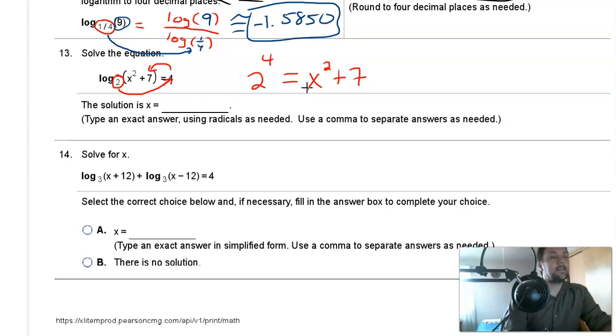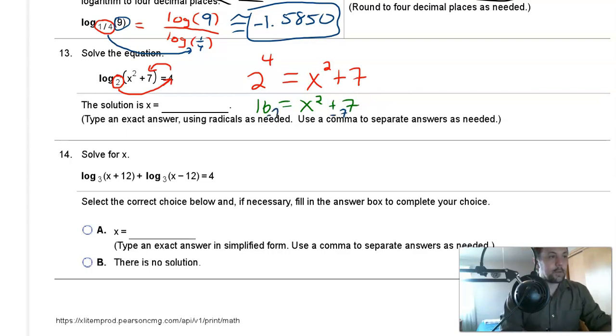Right. And then, now that x is no longer stuck inside the logarithm, you can now solve this equation for x. We have 2 to the 4th power, which is 16, equals x squared plus 7. Because we have x squared, this is technically a quadratic equation. However, since all we have is x squared, we don't have any other x's anywhere else, we can just solve this like usual, right? Get x by itself.